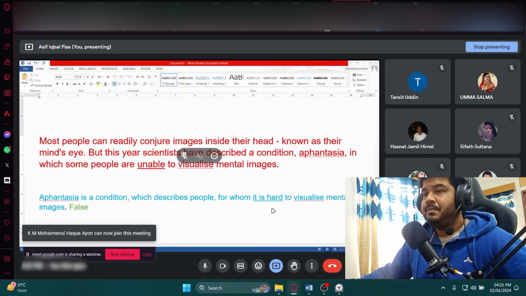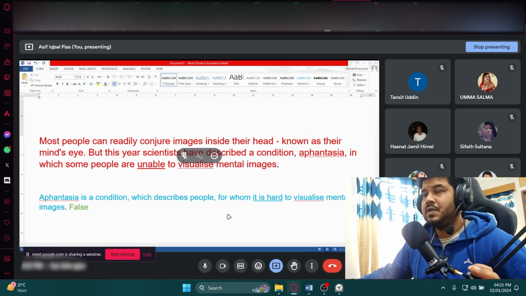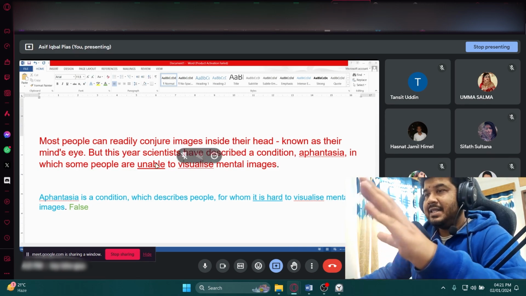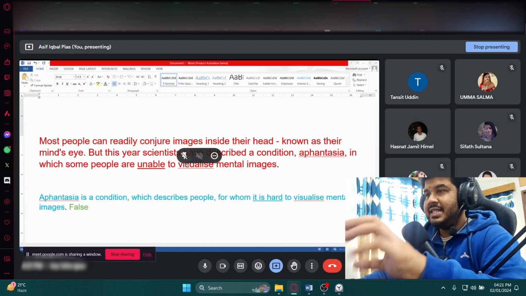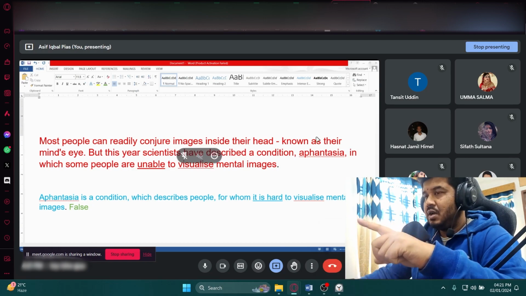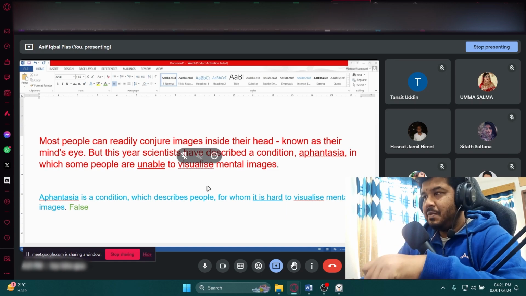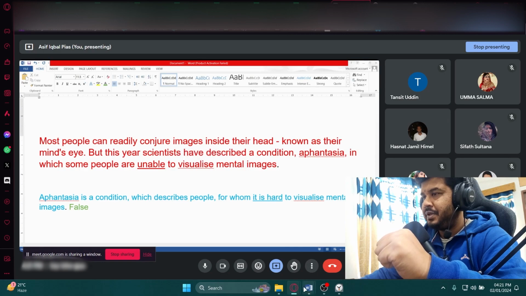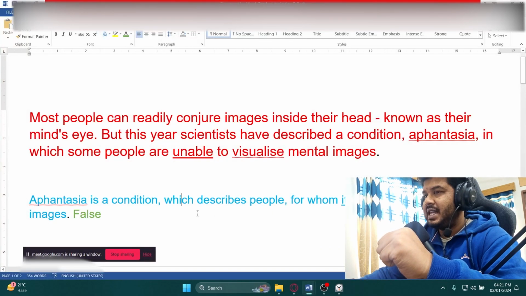So, why is the answer false? The reason, now of course, what Tansit pointed out is absolutely right. The main word to look at here is unable, and it is hard. But the same way that Salma pointed out, unable means complete inability. মানে পুরোপুরি ভাবে তারা visualize করতে পারে না. However, if I say it is hard, it basically means that সে পারে কিন্তু তাদের জন্য খুব কষ্টকর. Right, so that's the basic difference, and that's why it can get a bit tricky.